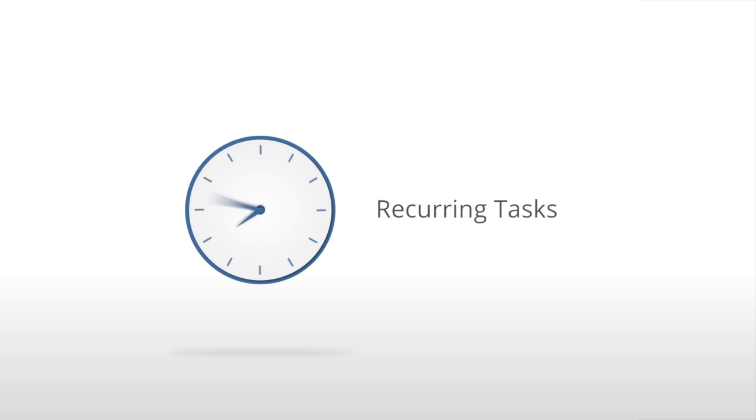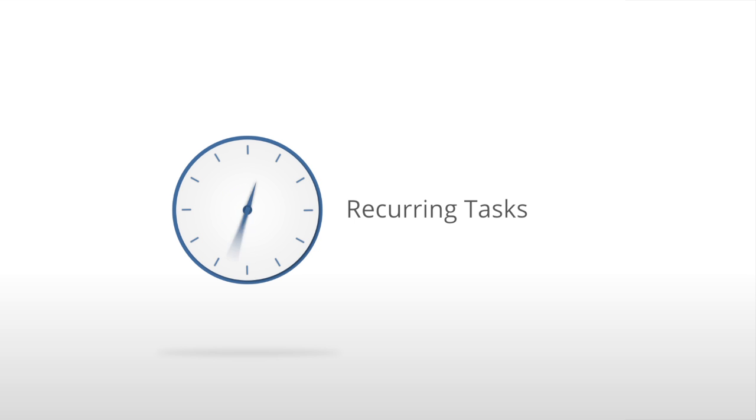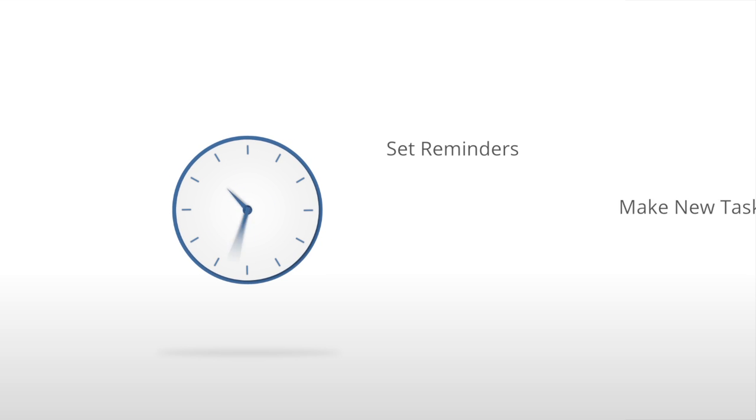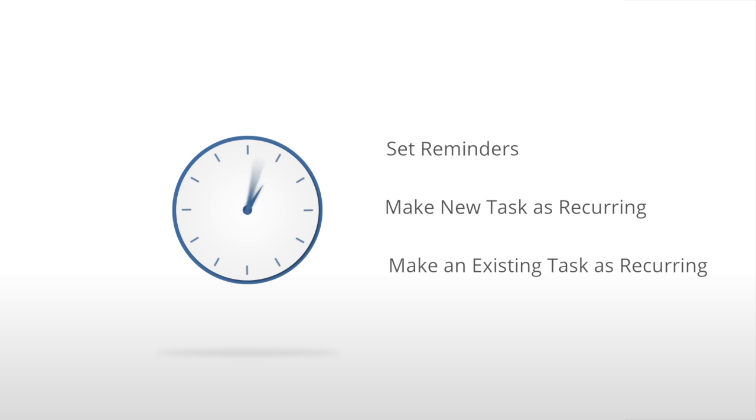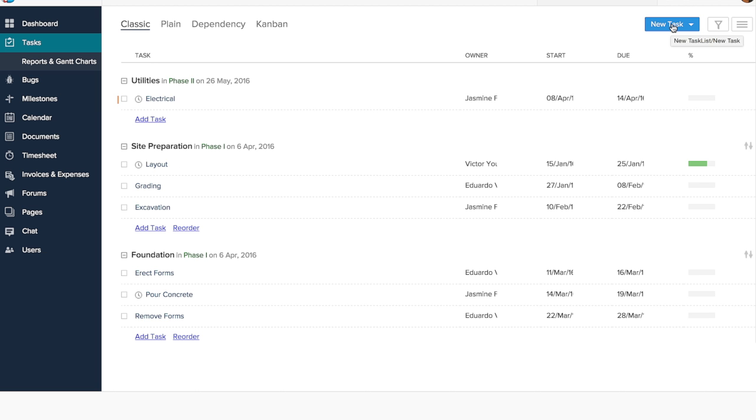Sometimes there are tasks in a project that you would have to do repeatedly and over a period of time. Using Zoho Projects, you can set reminders to complete a task and also make the task recurring as you create a new task, or you always can open an already created task to make it recurring.